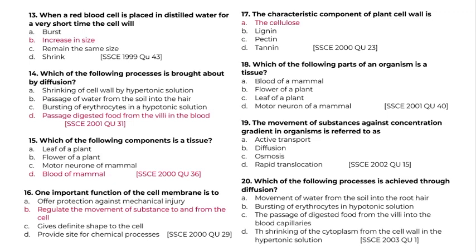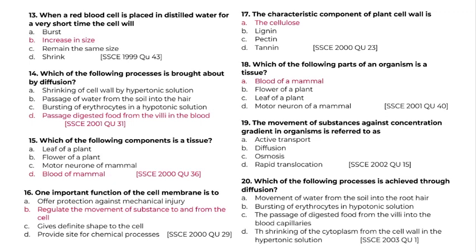Question number 18. Which of the following parts of an organism is a tissue? A. Blood of a mammal. B. Flower of a plant. C. Leaf of a plant. And D. Motor neuron of a mammal. Now, this is the same question as question number 15, just that they've reframed the question and changed the options of the answers. So, which of the following parts of an organism is a tissue? The blood of a mammal is a tissue. So, it's an example of a part of an organism that is a tissue.